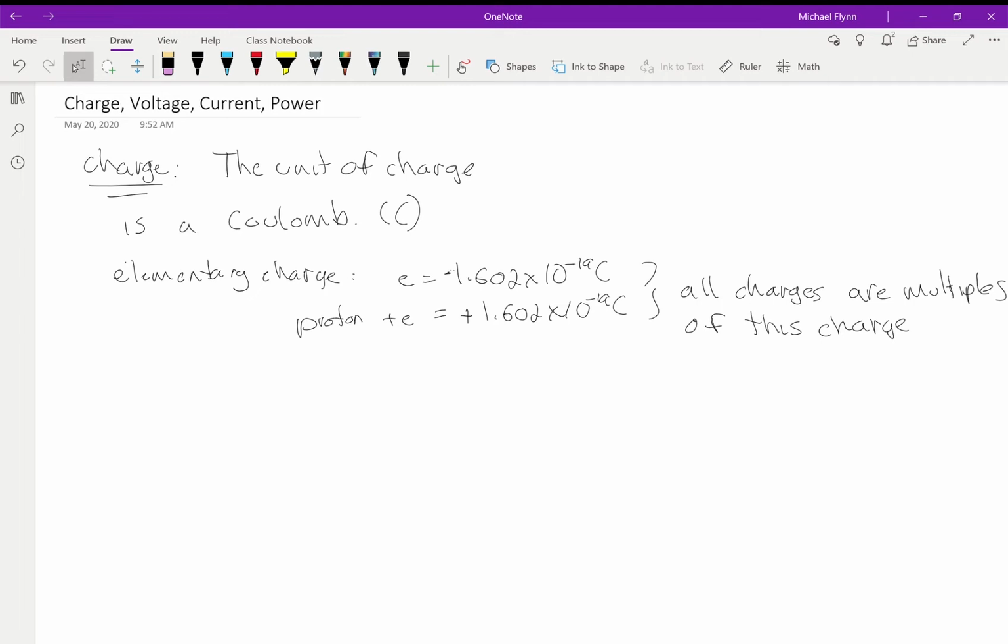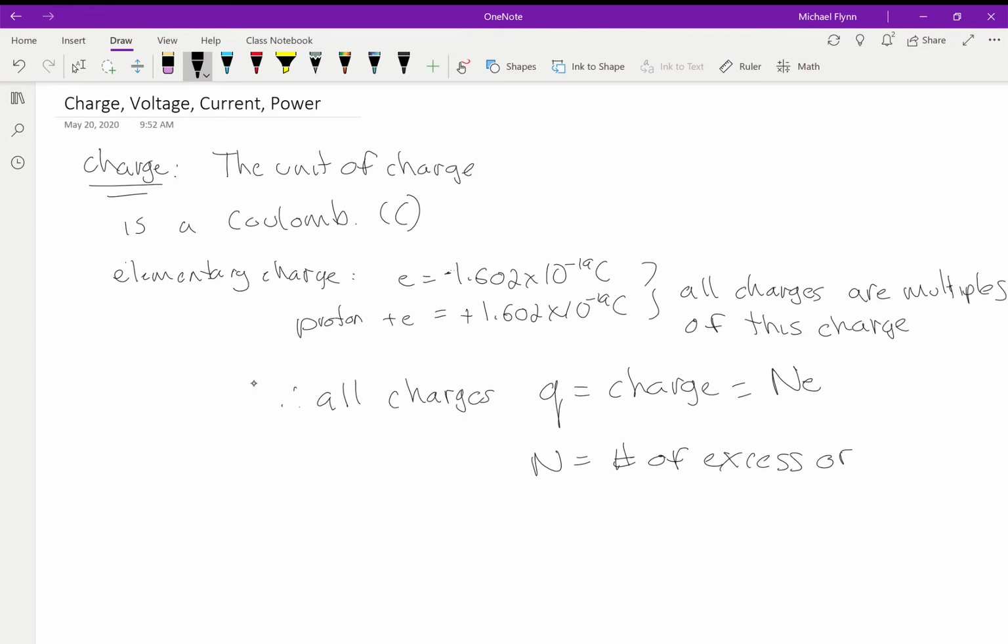So all charges can be written like this: q, we use small q for charge in physics, that's the variable for charge, equals n e, where n is the number of excess or deficit electrons on an object.